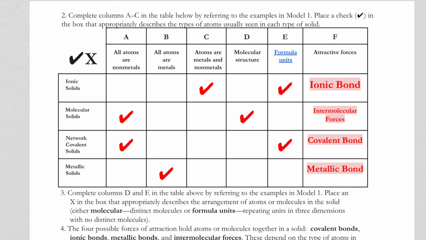And the next one is ionic solids, which usually have atoms of metals and nonmetals. So they have both types in there due to the fact that you have to have a positive metal and a negative anion that are usually nonmetals. And the combination of the two makes up the ionic solids. Those are the ones that will have formula units, as well as the network covalent solids, as in they have repeating patterns of certain number of atoms of each element.